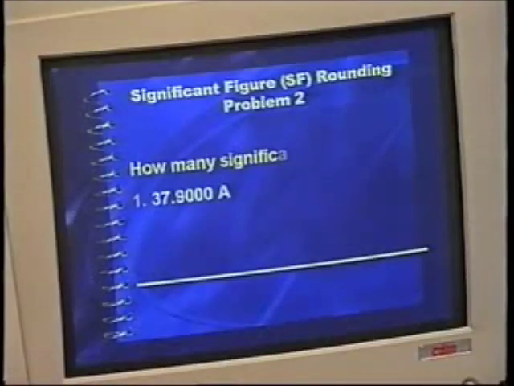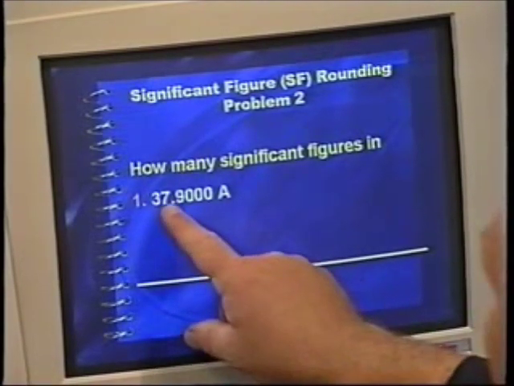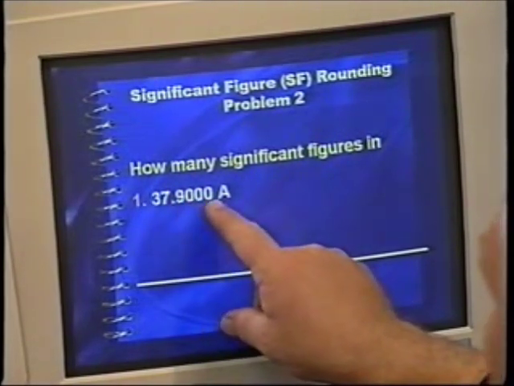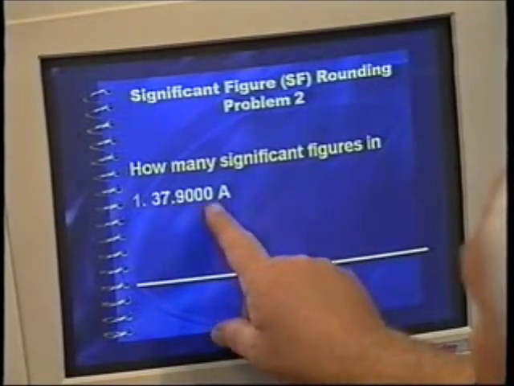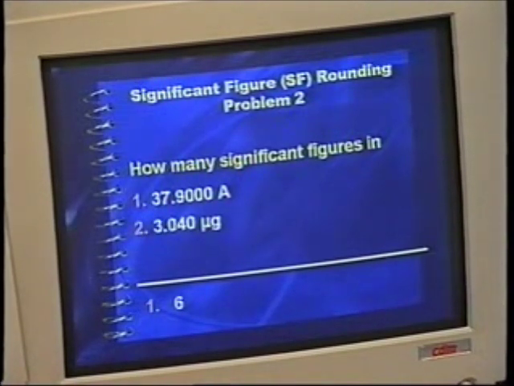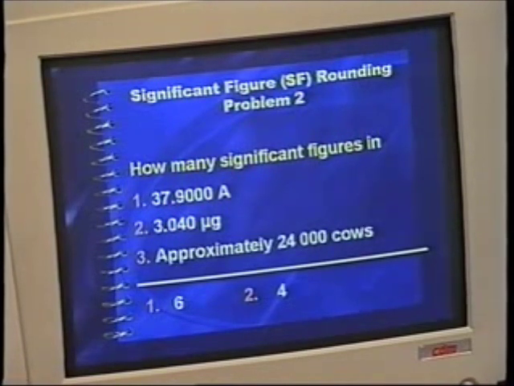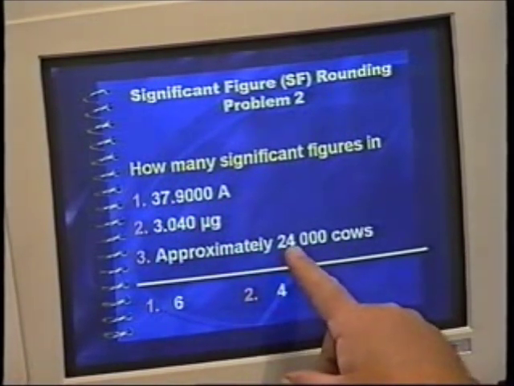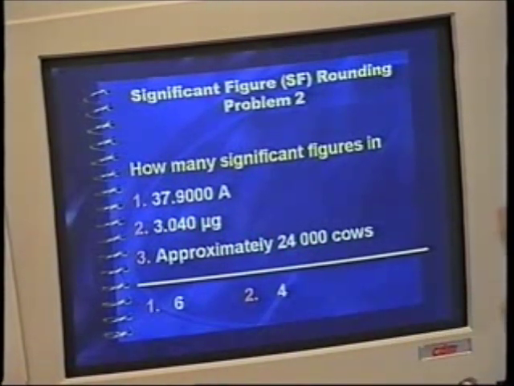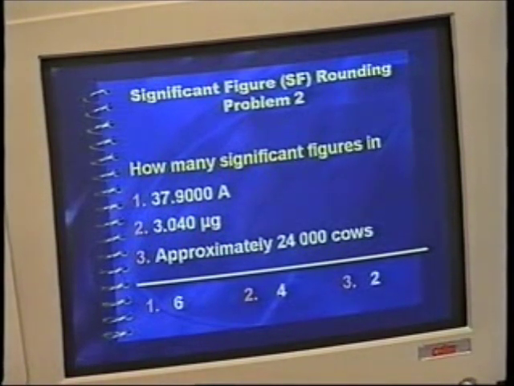Let's have a look at another example. How many significant figures in 37.9000 amperes? Those zeros at the end indicate an accuracy, and they are counted, and there are 6 significant figures there. In the next problem, we've got again those zeros involved. All of those are significant, so we should have 4 as an answer. But when it talks about approximations, then we only have 2, because that number really is rounded there. We've got 24,000 rounded, and so there are only 2 significant figures in that.